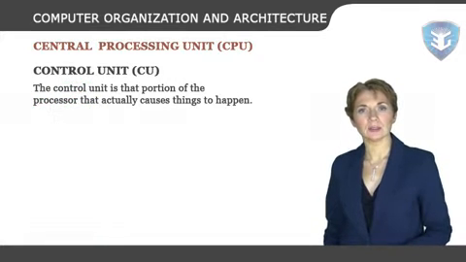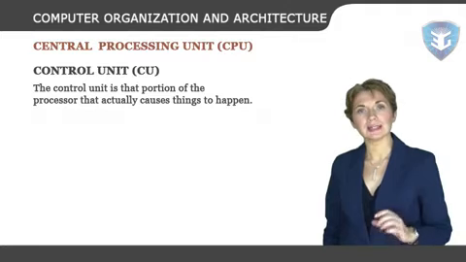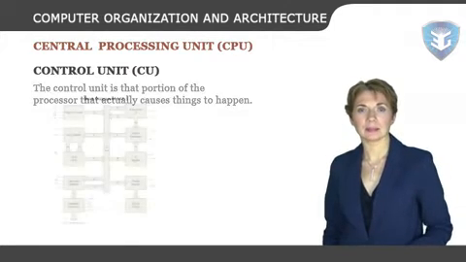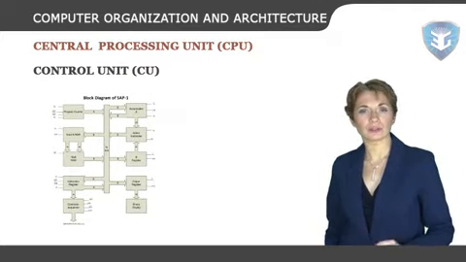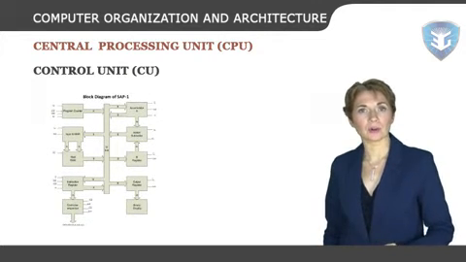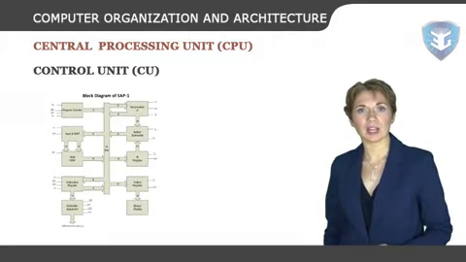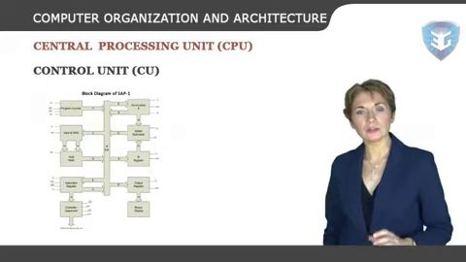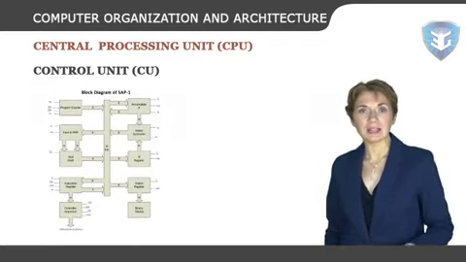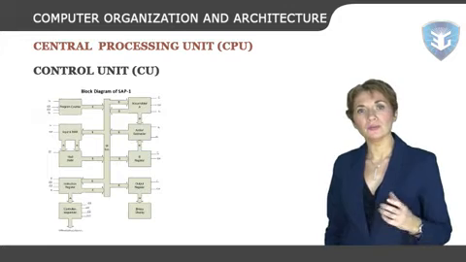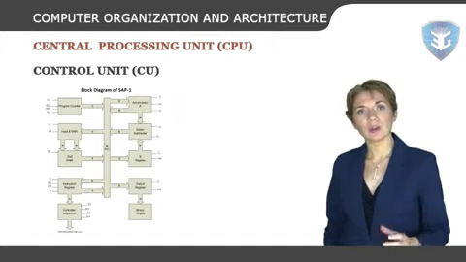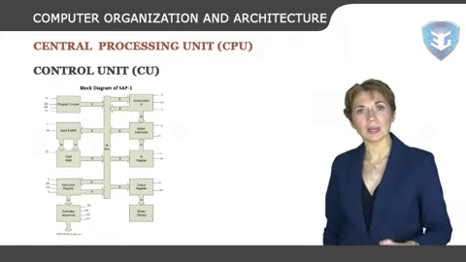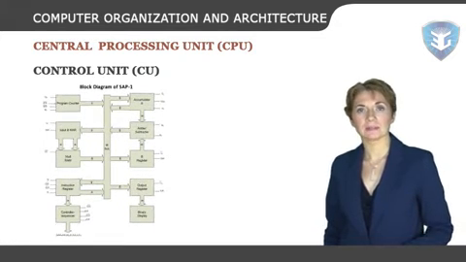Control unit, or CU. The control unit is that portion of the processor that actually causes things to happen. The control unit issues control signals external to the processor to cause data exchange with memory and I/O modules. The control unit also issues control signals internal to the processor to move data between registers, to cause the ALU to perform a specified function, and to regulate other internal operations.